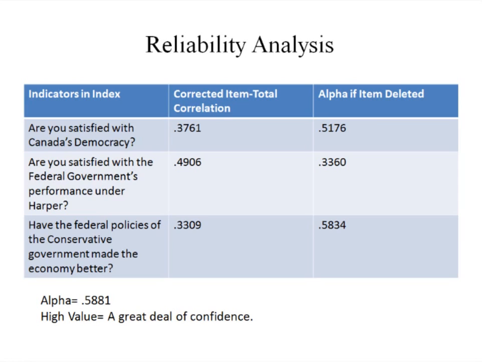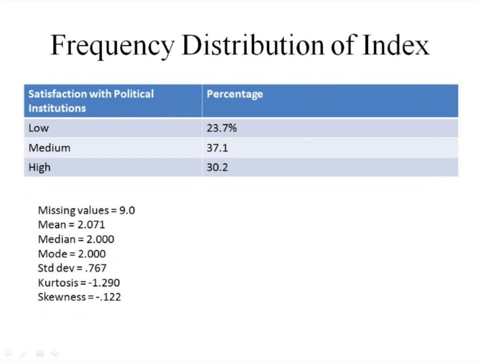In doing the reliability analysis, we found that these factors together had an alpha score of 0.5881, which shows a moderately high relationship. The frequency distribution of the index suggests that the majority of the population has a medium level of satisfaction with political institutions in Canada.